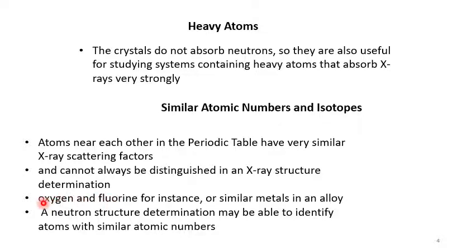they are very close to each other. So their X-ray scattering factor is very close to each other. In the X-ray diffraction pattern, the peaks will overlap, but with neutron diffraction analysis, they can be differentiated from each other. And neutron structure determination is also helpful in identification of atoms which have similar atomic number but different atomic mass. That is, by neutron diffraction analysis, we can differentiate between the isotopes of an element.